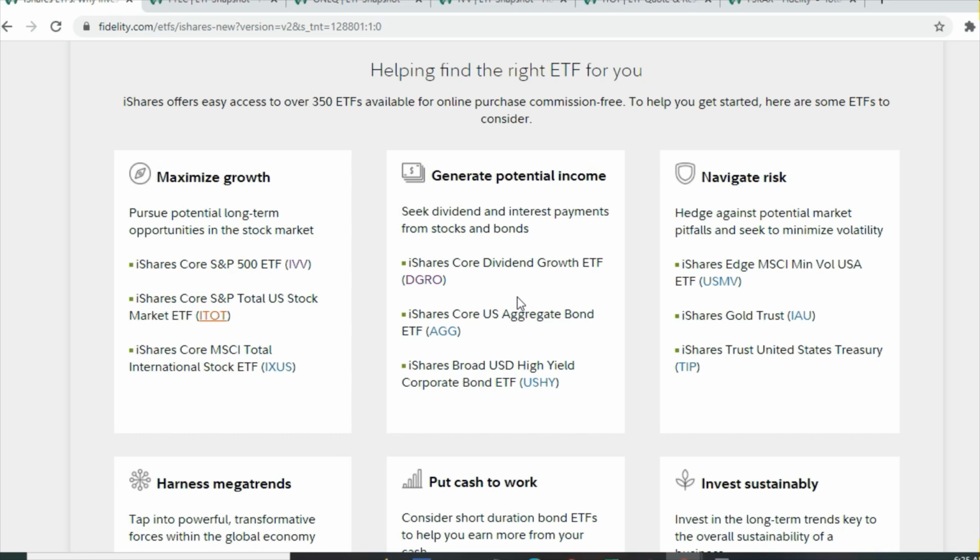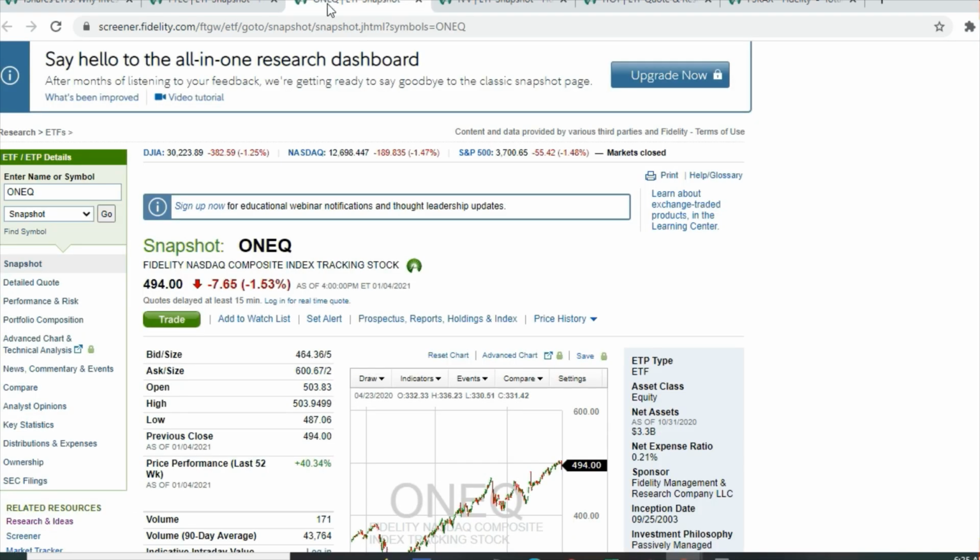And if I were a brand new investor jumping on the Fidelity platform, wanting to use Fidelity ETFs or take advantage of their partnership with iShares and utilize their ETFs, I can't see you going wrong with the iShares Core S&P 500 ETF, IVV, the iShares Core S&P Total US Stock Market ETF at ITOT, or looking at that Fidelity Nasdaq Composite Index, ONEQ. Great options here for the complete beginner investor out there.